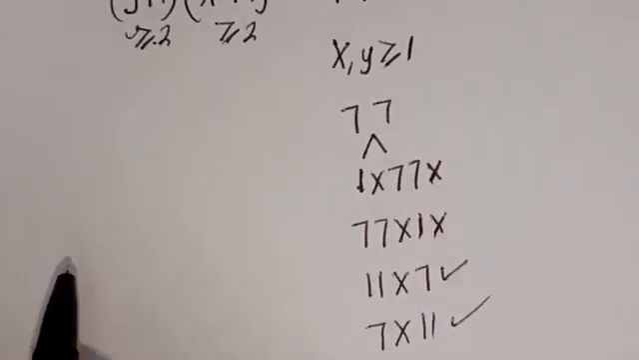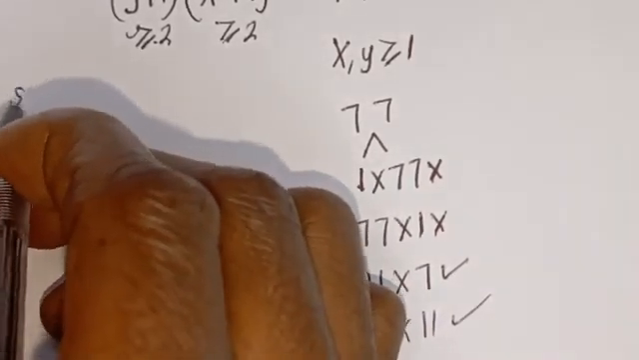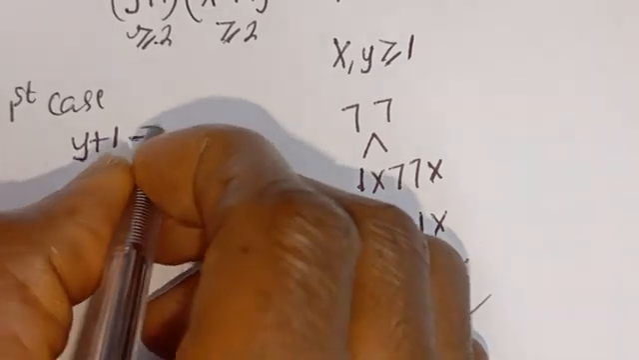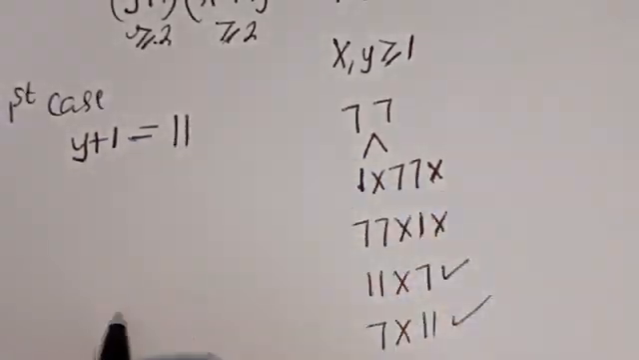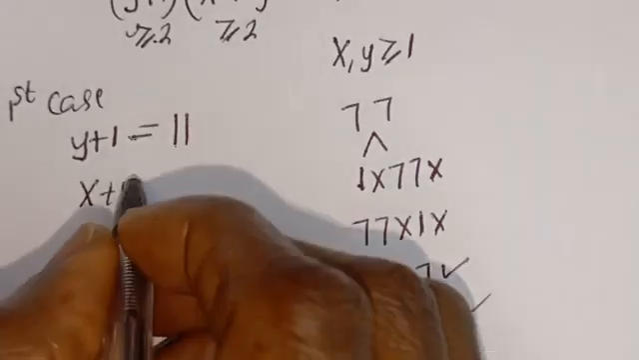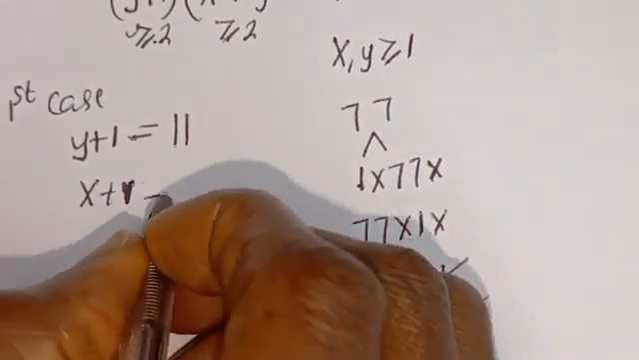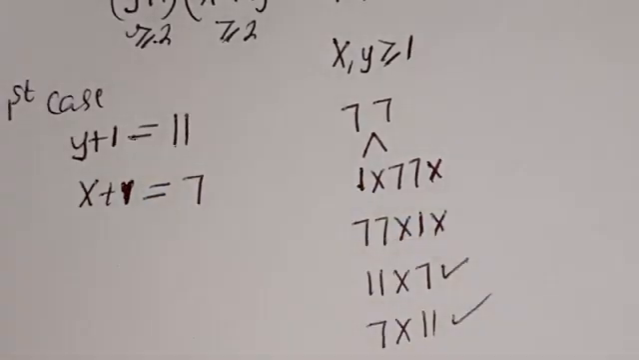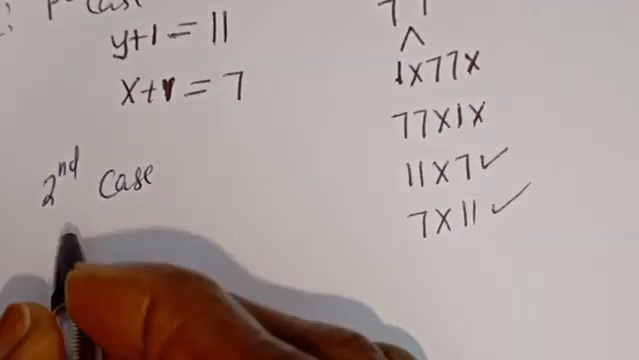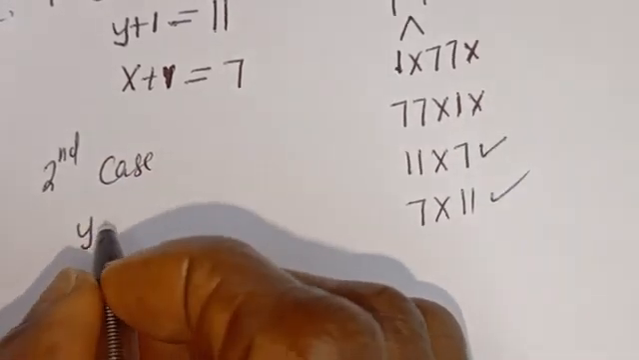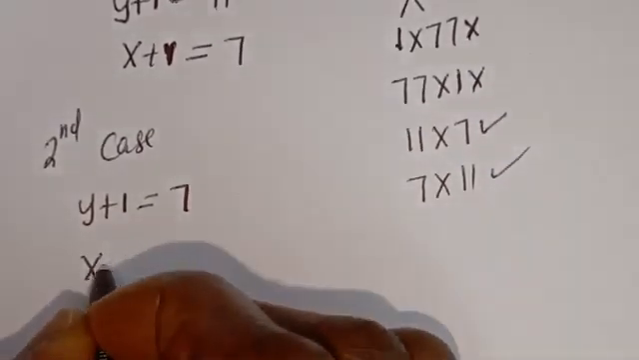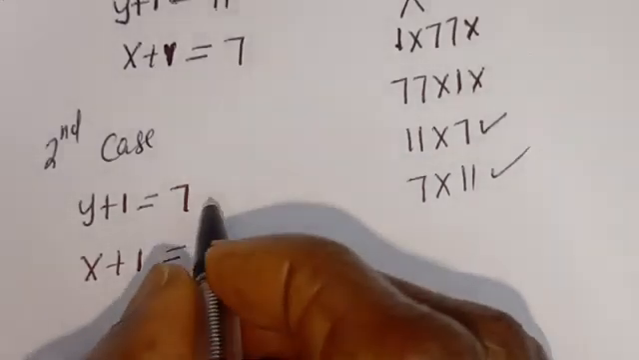Therefore, our equation becomes the first case. We have y plus 1 is equal to 11, then x plus 1 is equal to 7. Also, the second case, we have y plus 1 is equal to 7, and x plus 1 is equal to 11.